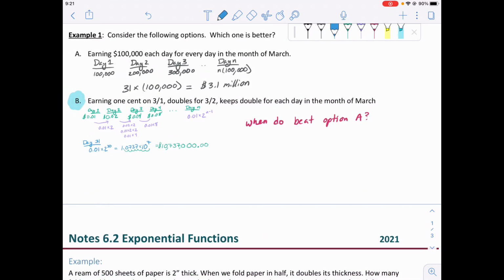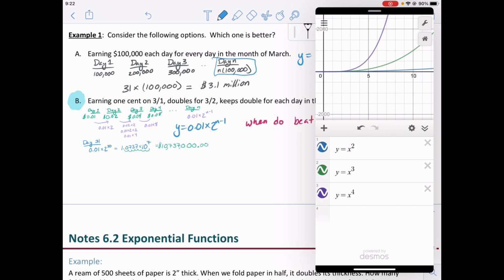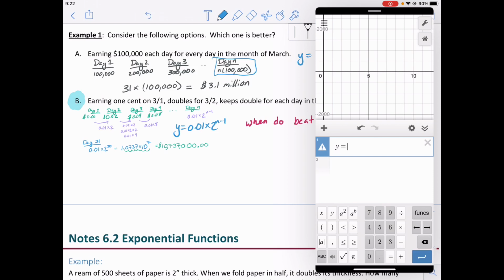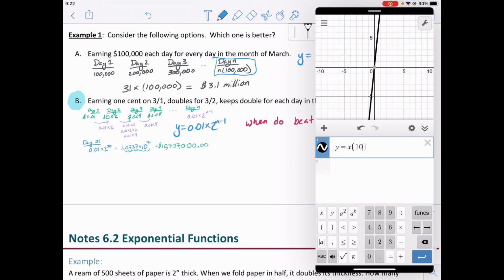This one is going to be y equals n times 1,000, right? We wrote that down here. And this one is y equals 0.01 times 2 to the n minus 1, right? So let's graph those and see what happens. We're going to use x instead of n, so it looks a little bit nicer in decimals. So we got x times 100,000. Let's go.